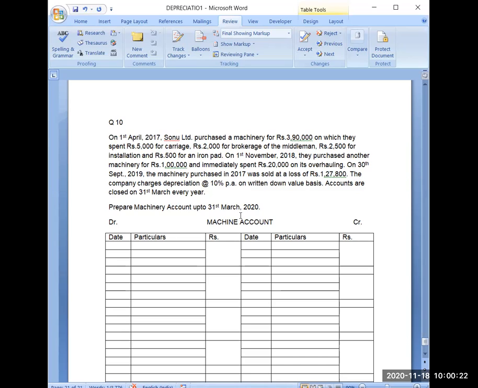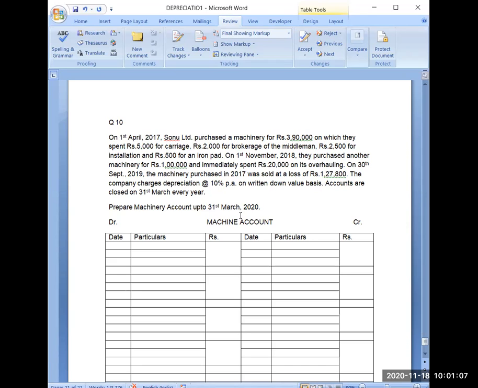On 1st November 2018, they purchased another machinery for rupees 1 lakh and immediately spent rupees 20,000 on its overhauling. So on 30th September 2019, the machinery purchased in 17 was sold at a loss of rupees 1,27,800. Now you can note that this time you have not been given for what amount you are selling the machinery. You have been given the loss. So then you have to find out the bank amount, that for what amount we have sold that.